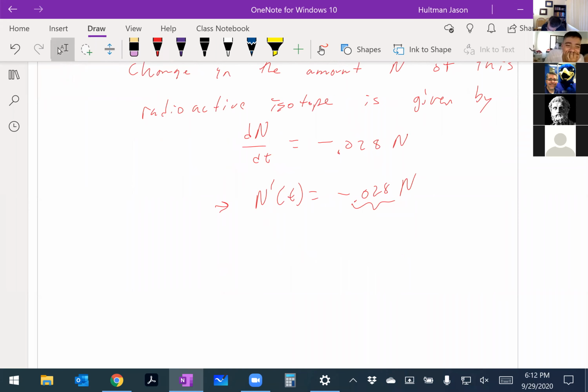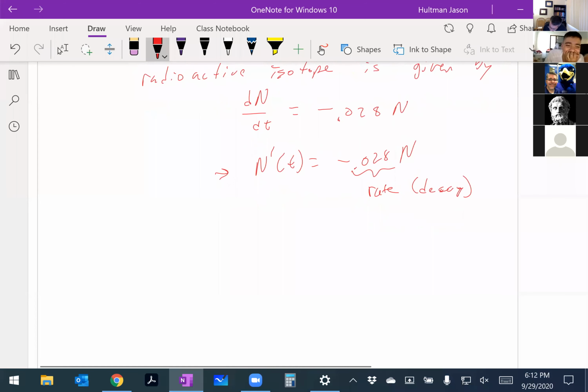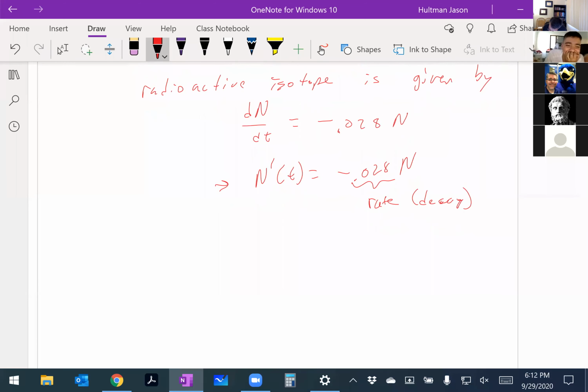Okay, so given this rate of decay, this is decay. How do I know it's decay? Because it's negative. It's a negative decay. So what would be the exponential decay model? Well, it's P is equal to P naught e to the negative 0.028, that's the rate, times time.